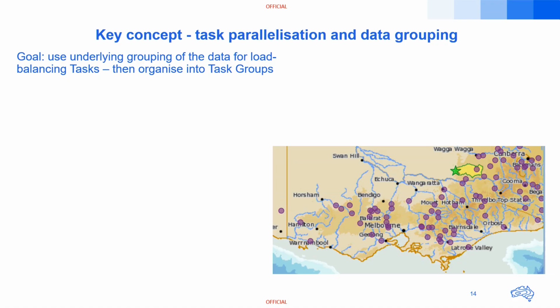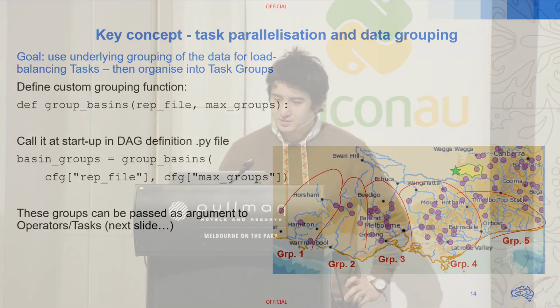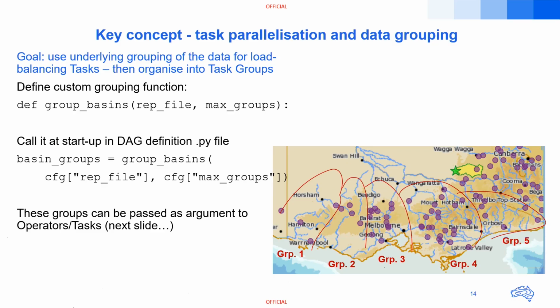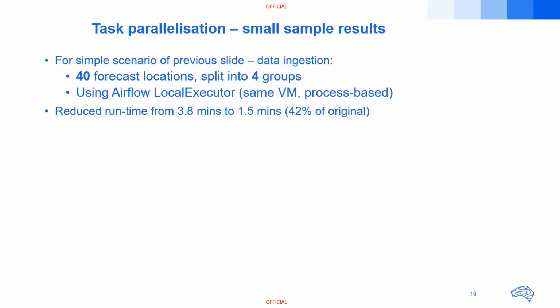The key concept is task parallelization and data grouping. The goal is to use underlying grouping of data for load balancing tasks, then organize them into task groups. Here we have our custom grouping function. We call it at startup during the DAG definition. It's just a single Python file where we call that grouping function as part of the configuration. They are passed as arguments to operators and tasks in the next slide.